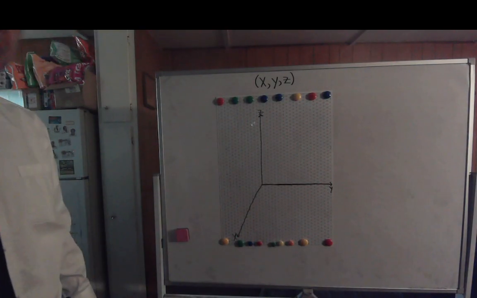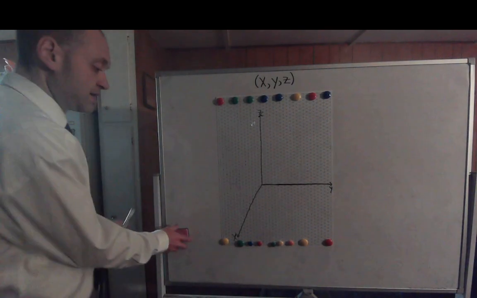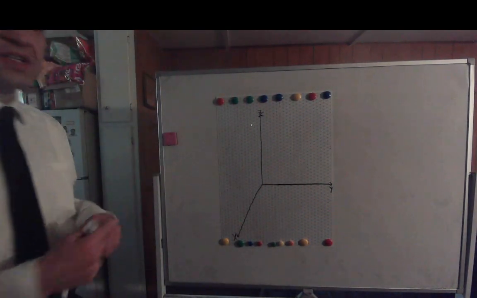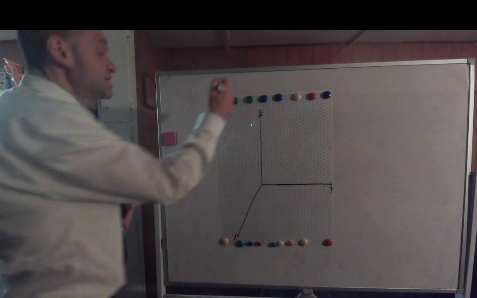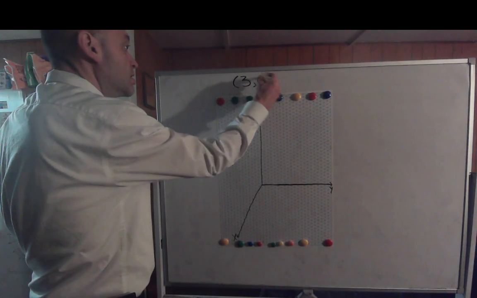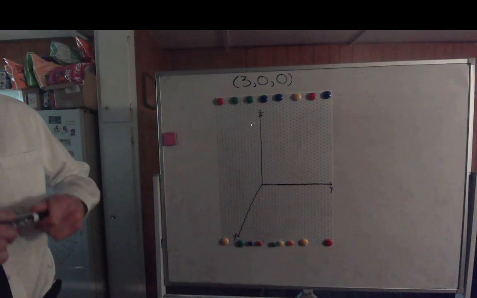So we're going to start real easy. We're just going to plot some points. We're going to plot a couple points here. I won't spend long on this because it's really pretty basic. Let's say we plot 3, 0, 0. So they ask you to plot the ordered triple 3, 0, 0.